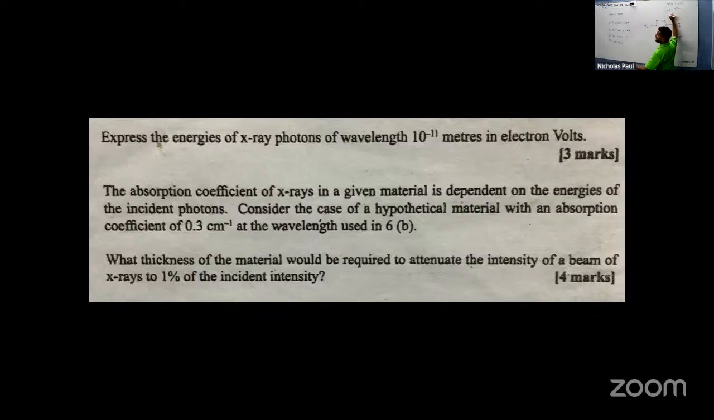Everything you see in there is 3 marks and 4 marks. Everything there is a college question. We do part 1, 2, with 3 marks.